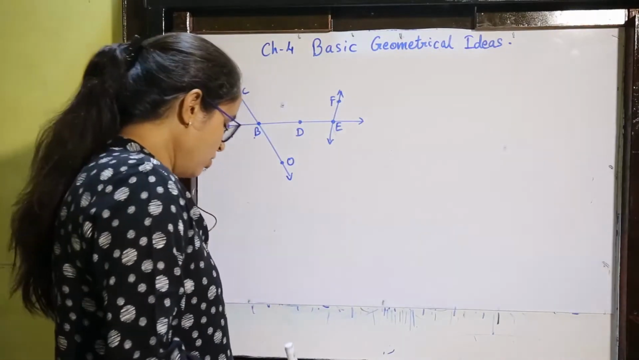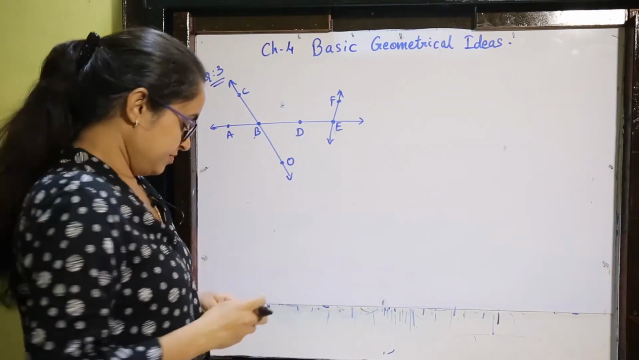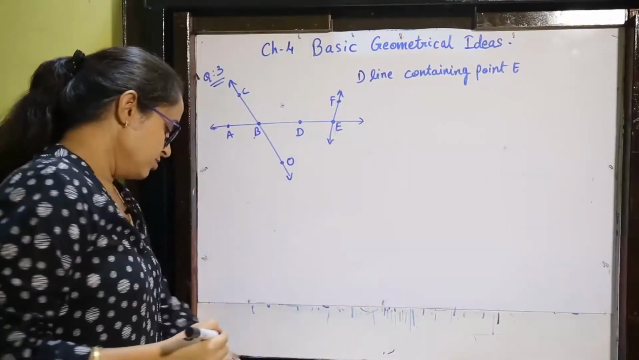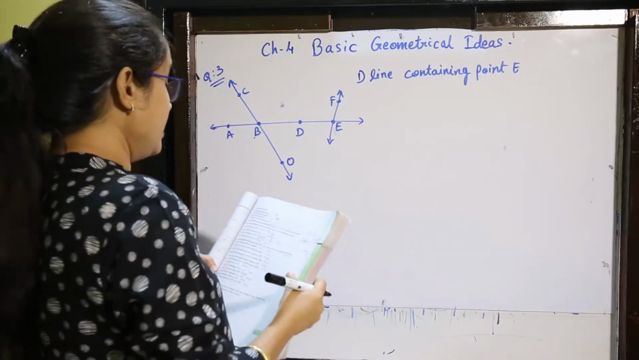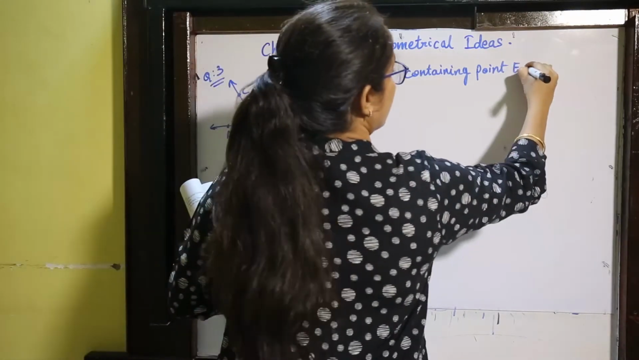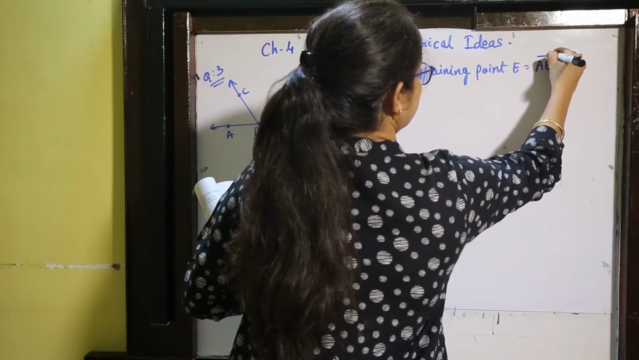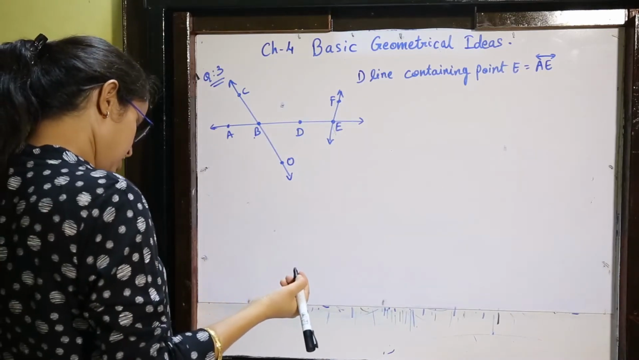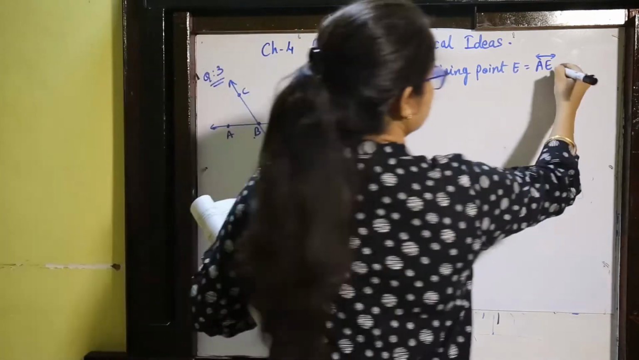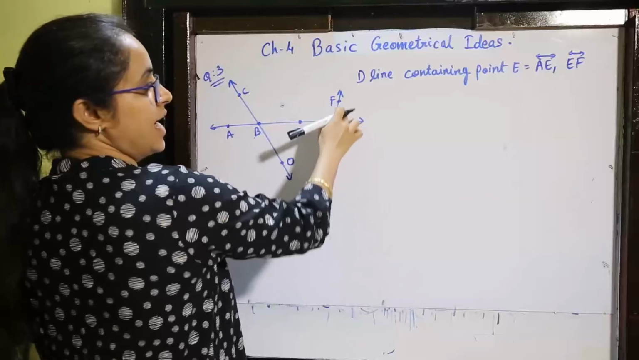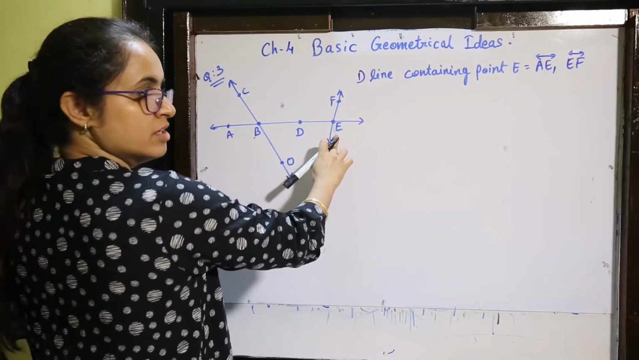Now you use the figure to name first line containing point E. So now you have to write this. Line AE is, you can say line AE is also a line which containing point E. Line AE, okay. Next question, you can also write line EF as well. Line EF is also a correct answer because that is also one line which containing E, okay.